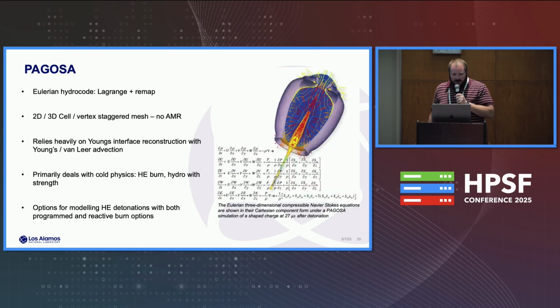All right, next code is Pagosa. It's more of a low energy density physics, Eulerian hydro code, mostly specializing in 2D and 3D. It primarily deals with HE burn. They have options for program and reactive burn. On the right, taken from their manual, is a shape charge simulation, along with the Eulerian equations they solve.